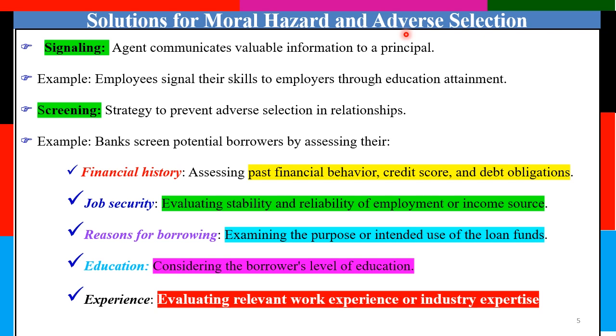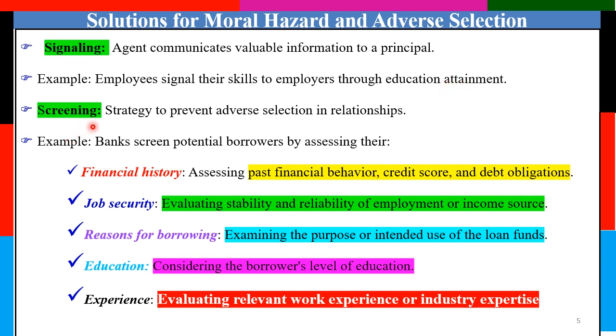Solution for moral hazard and adverse selection. The first one is signaling. It means the agent communicates valuable information to the principal. An individual or company should talk with an employer. For example, employees signal their skills to the employer through educational attainment. Their skills, attitude and documents should be known by the employers. The employer should gather information about an individual whom he or she may employ. Otherwise, it causes what? Moral hazard or adverse selection.